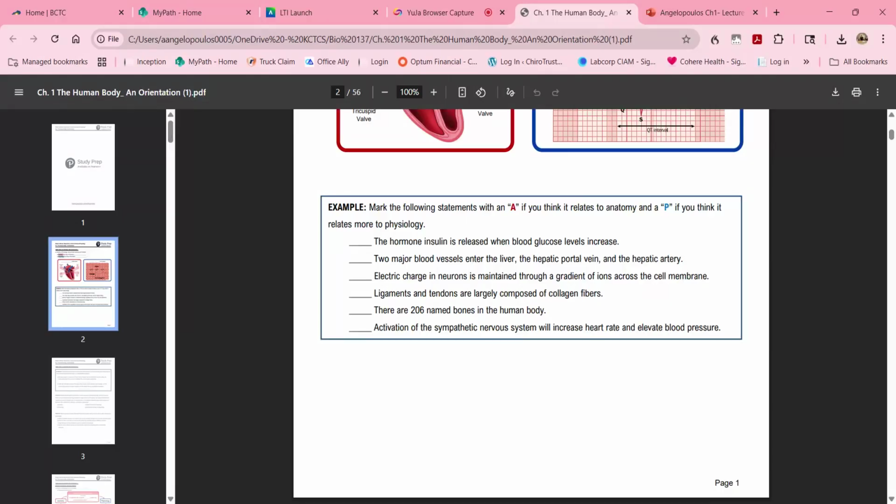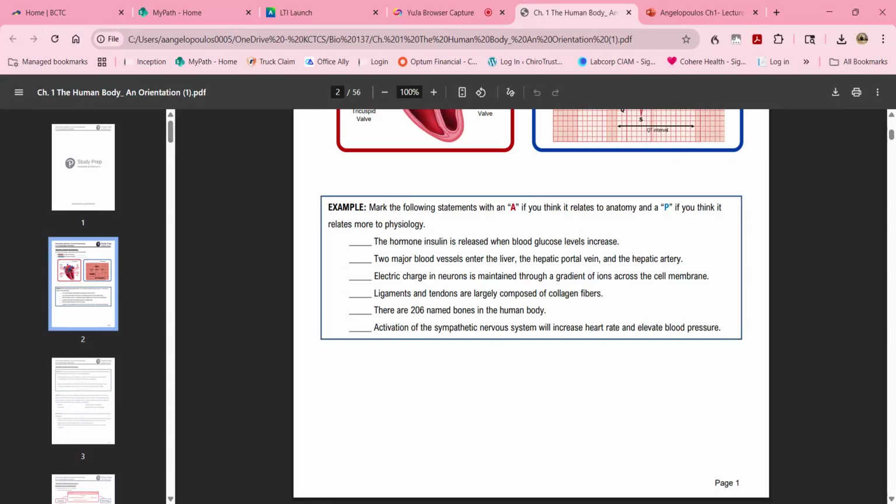The second one, 2 major blood vessels enter the liver, the hepatic portal vein and the hepatic artery. They're listing out structural items that if you looked at the picture, you could see it. Okay, it's not saying anything about how it works. So that one would be anatomy.